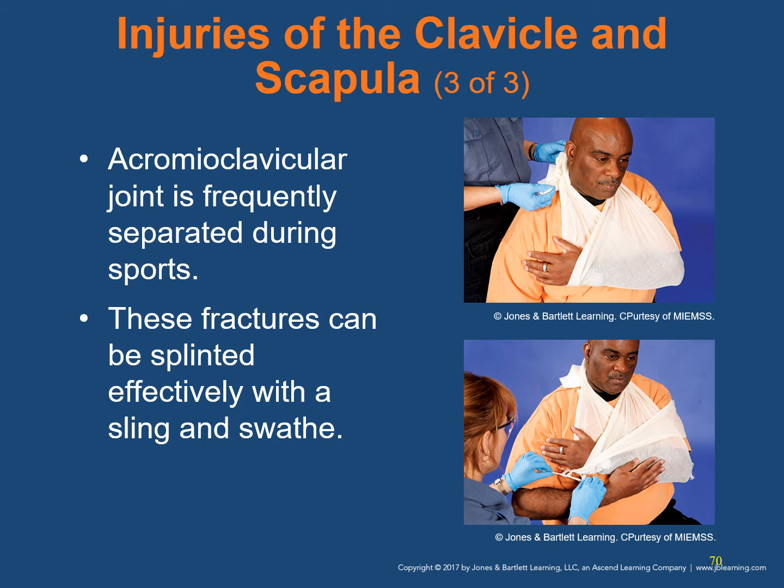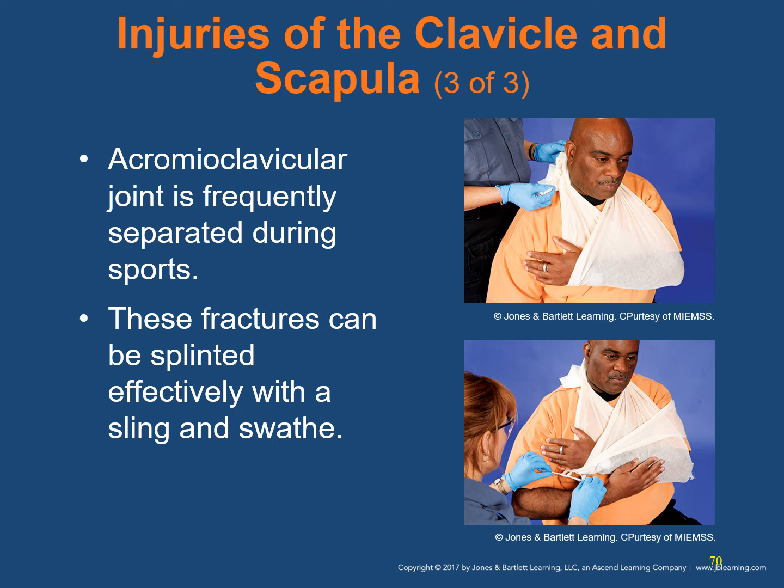The joint between the outer end of the clavicle and the acromion process of the scapula is called the acromioclavicular joint, the AC joint. This joint is frequently separated during sports such as football or hockey, when the player falls and lands on the point of the shoulder, driving the scapula away from the outer end of the clavicle. This dislocation is often called an AC separation. These injuries can all be splinted effectively with a sling and swath.